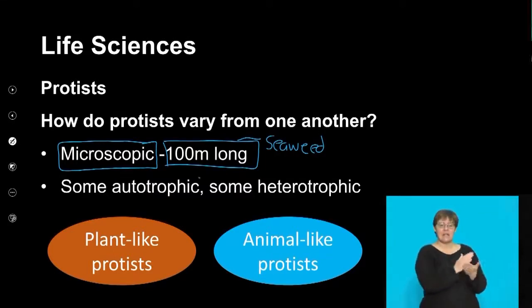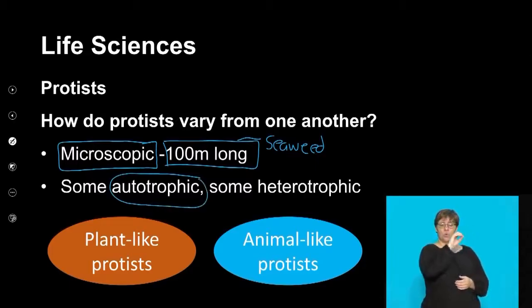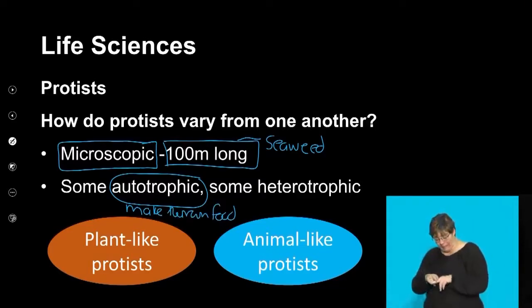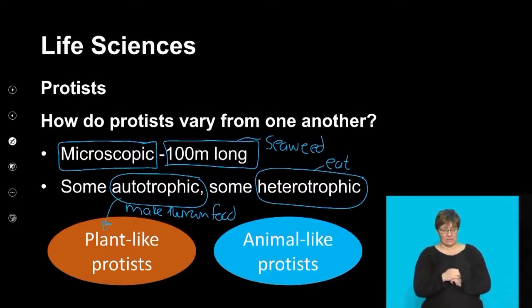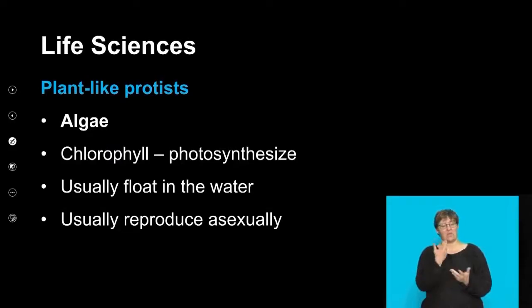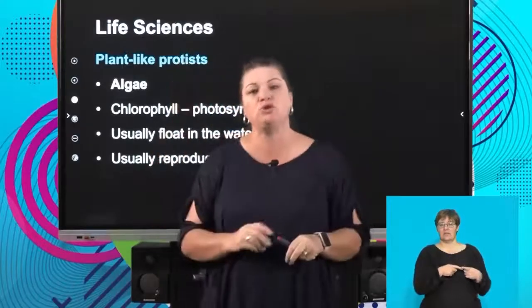Some of them are autotrophic, and if they're autotrophic, that means they can make their own food. But on the other hand, some of them are going to be heterotrophic. They need to eat. Usually we're going to see that those that can make their own food are going to fall under the more plant-like protists, and those that need to eat are going to fit under the animal-like protists. Okay, guys, so let's start off when we use the word plant-like.